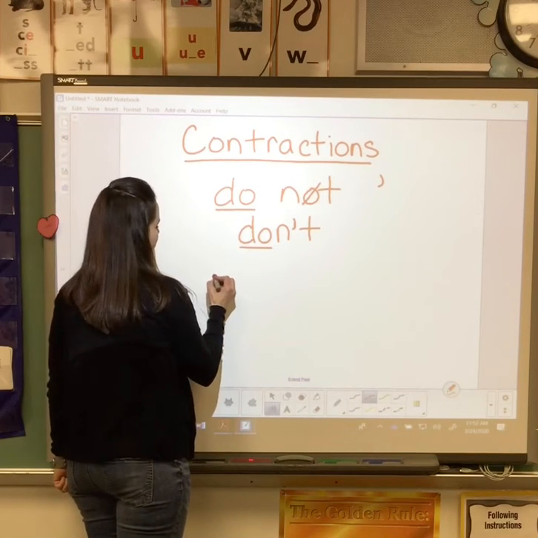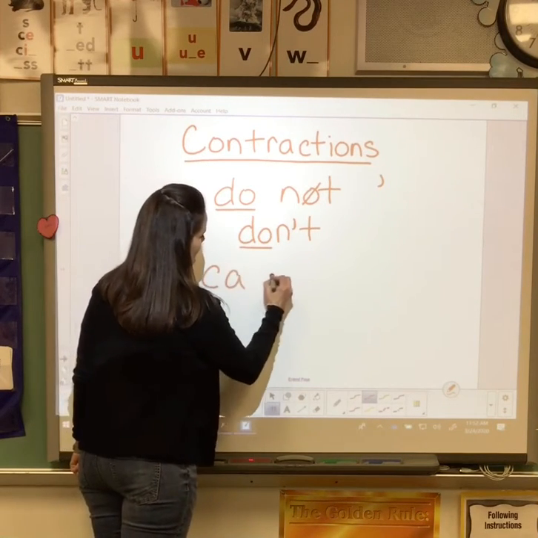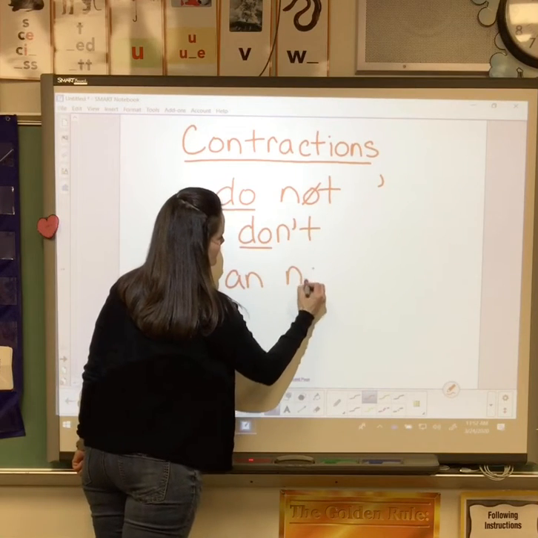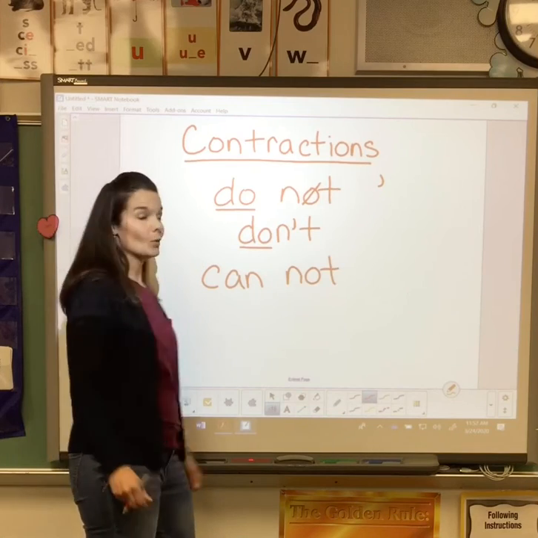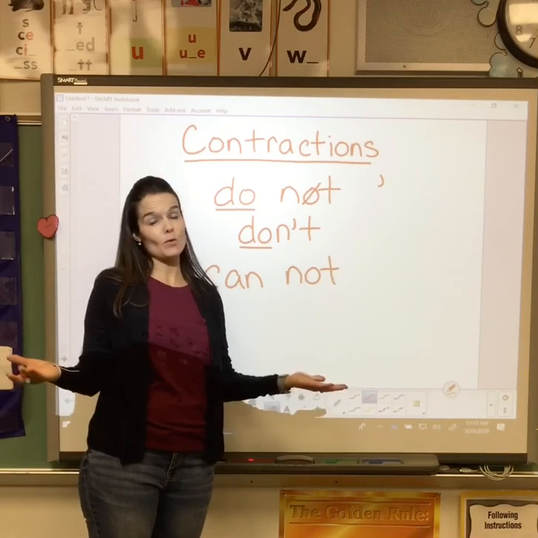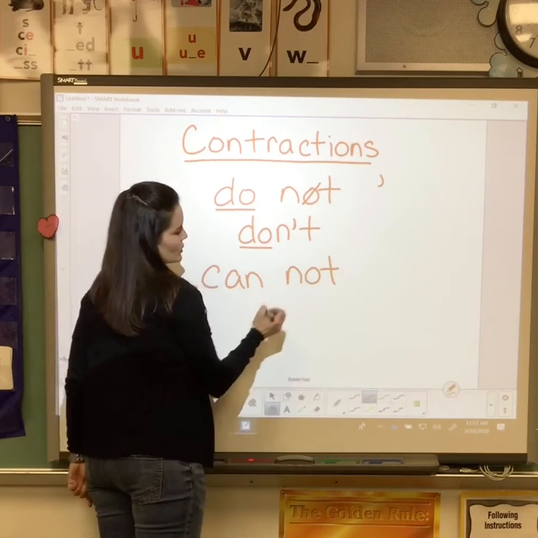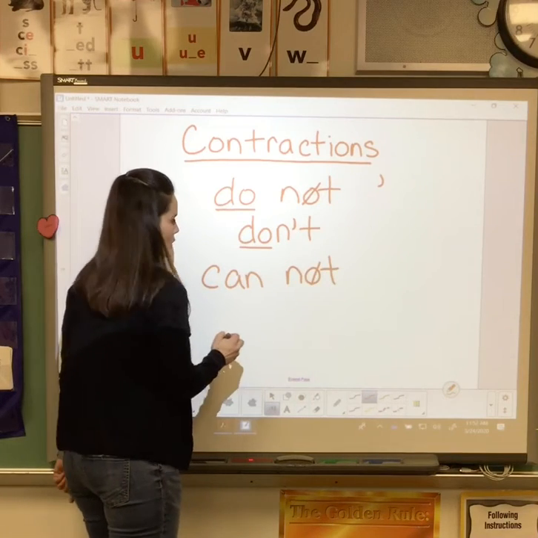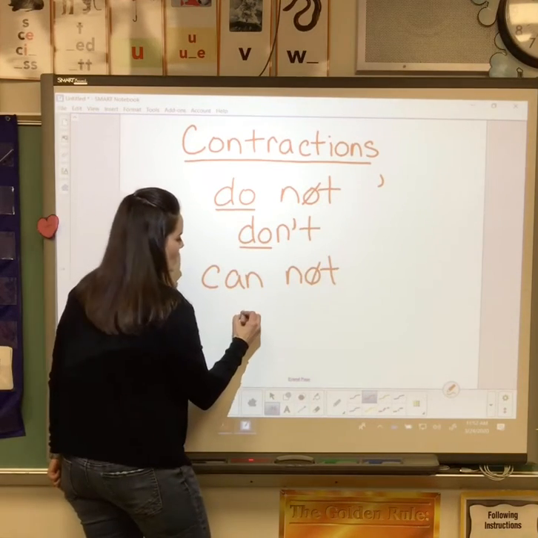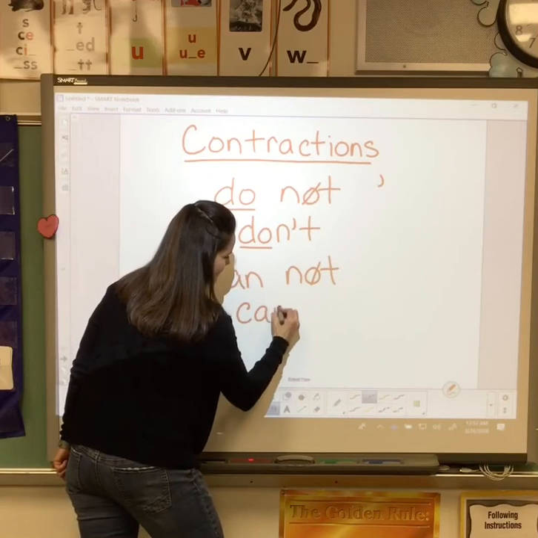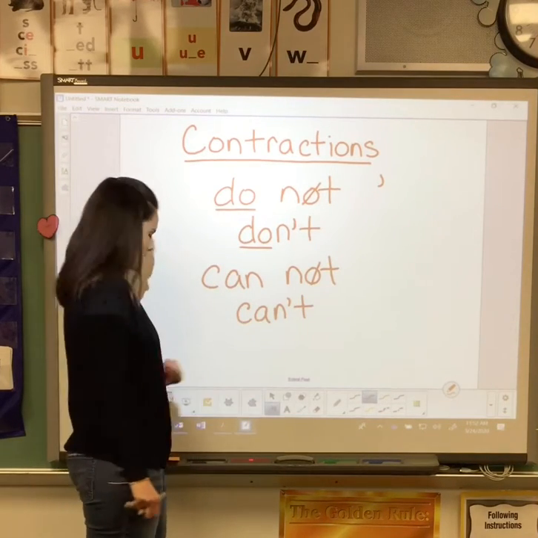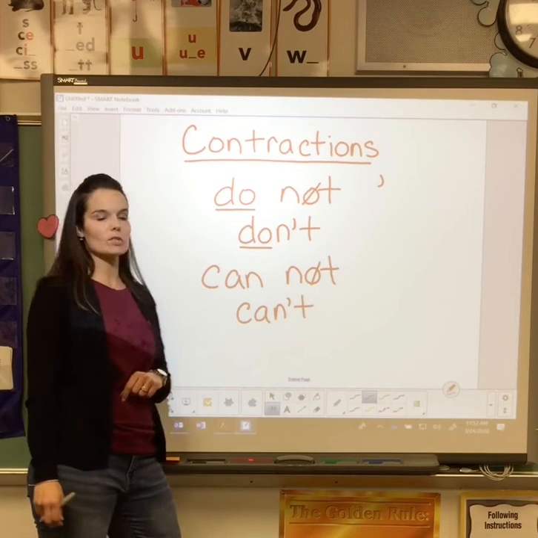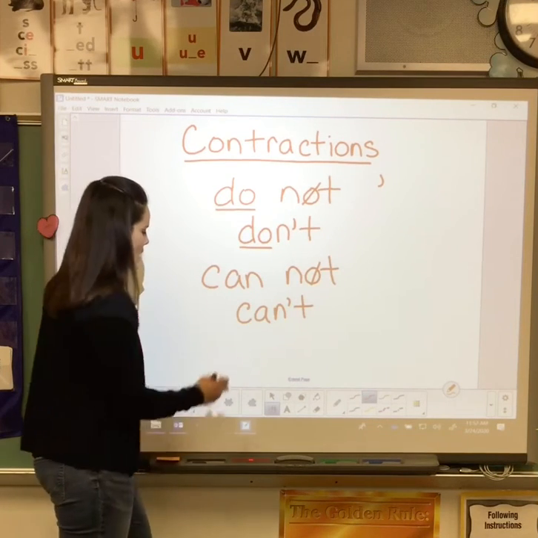How about can not? Okay, cannot. You cannot come to school right now. Okay, we're going to change the word not. We're going to take out the O and replace it with an apostrophe. You can't come to school right now. Can't. And one more. Let's try it with the words does and not.